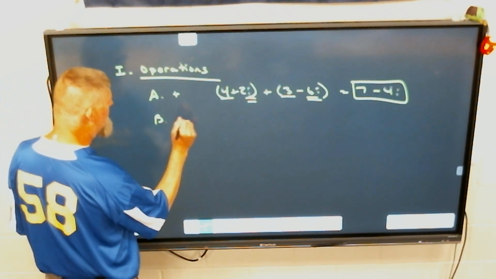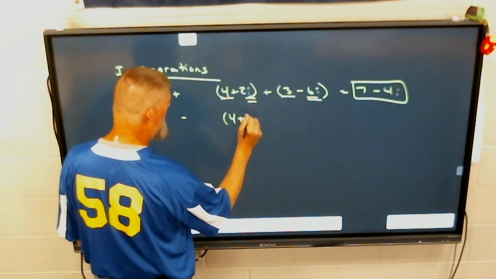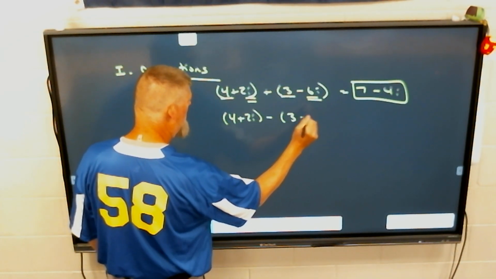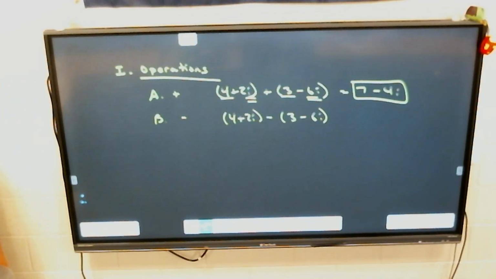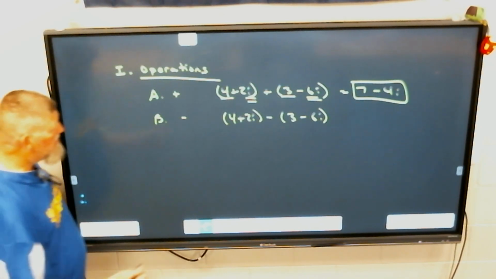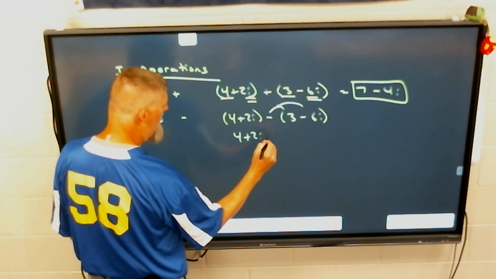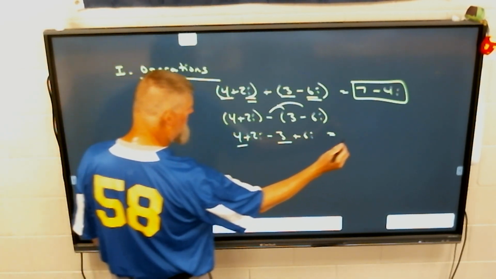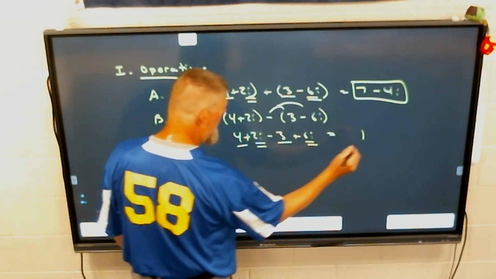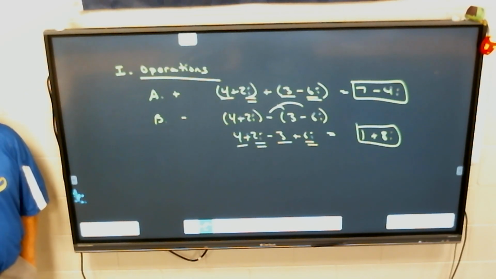Part B is if we have subtraction. Same type of problem: 4 + 2i - (3 - 6i). I saw this mistake over and over in pre-calc. Please make sure we distribute that negative sign. Just like combining like terms, nothing new here. Distribute. So you have 4 + 2i - 3 + 6i. And then just combine. 4 minus 3 is 1. 2i and 6i is plus 8i. So once again, nothing new yet.